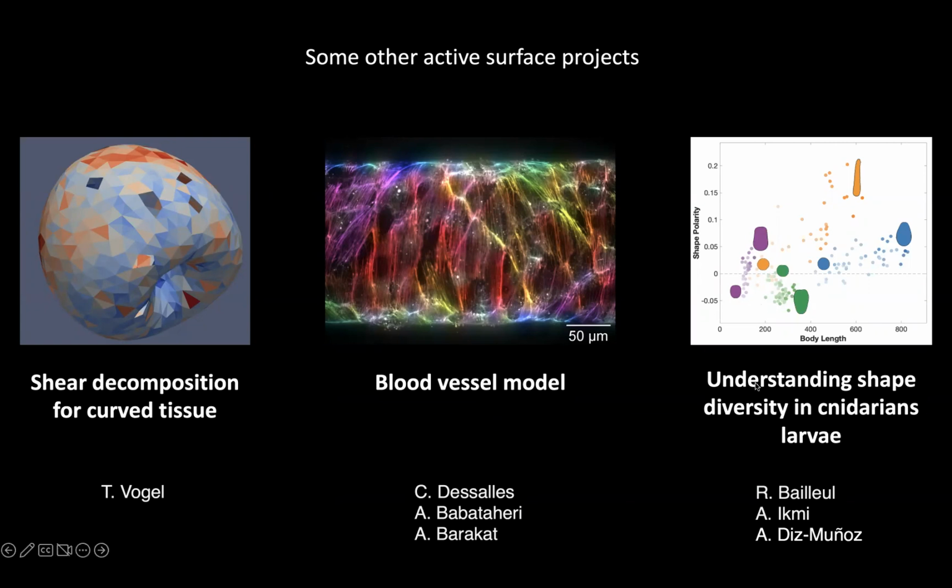And one last thing that we are doing for now is using the same model that I presented to you for the sea urchin, but on other species that are cnidarians, in a way to understand the shape diversity along the species in their development. So with that, I finish. I thank you for your attention. And if you have any questions, I can try to answer them.